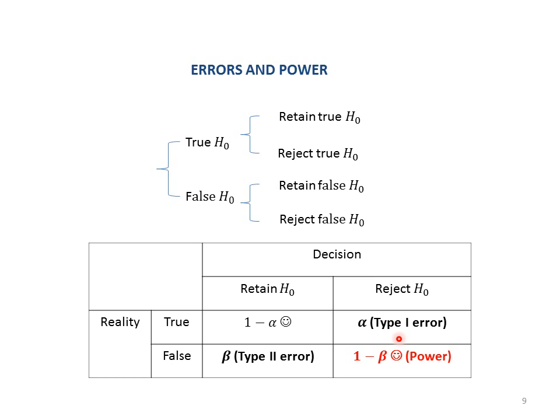If we reject the true null hypothesis, we commit the type 1 error. It's the alpha error. If we retain the false null hypothesis, it's called a type 2 error, and it's a beta error. 1 minus beta is the power. That's the kind of decision we want to make. We'll explain more in the next few slides.